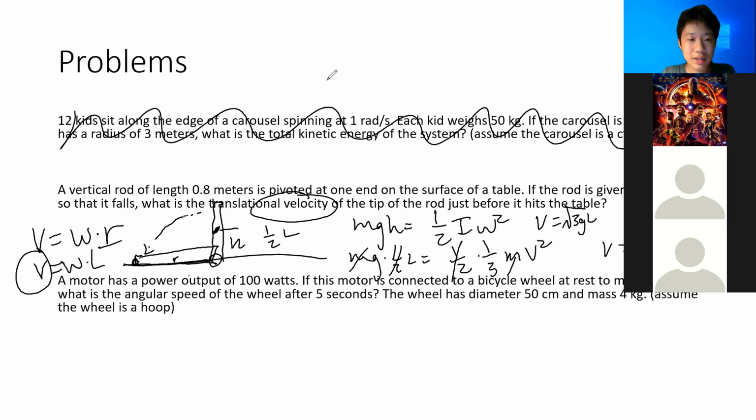Someone asked about what it meant that the rod was pivoted. Well, a pivot is basically another word for hinge. So it's a secured axis of rotation, so it has to rotate about that axis.